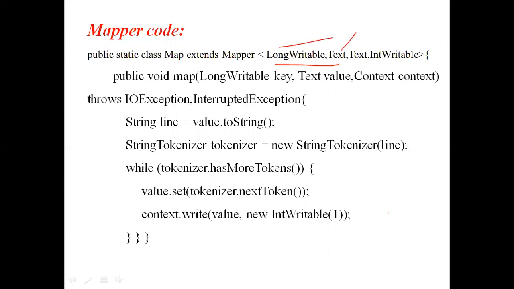For input key comma value pairs, that is LongWritable comma Text. For output key comma value pairs, Text comma IntWritable we are taking here. Text is nothing but string. IntWritable is nothing but integer data type. Clear? Now the output of this mapper class is Text comma IntWritable. That means in the output of the mapper code, keys are string data type, values are integer data type.